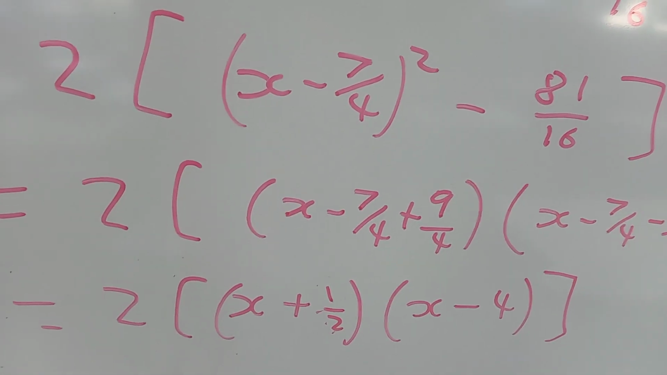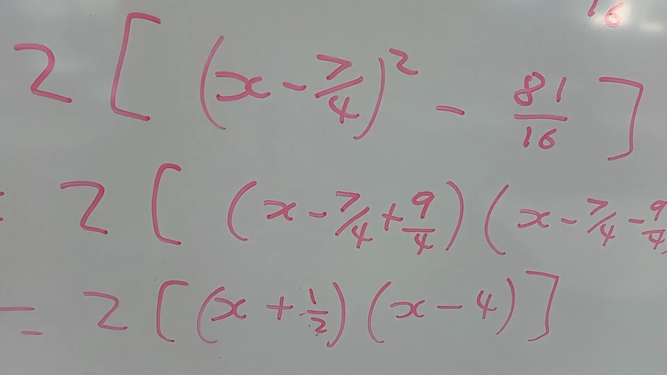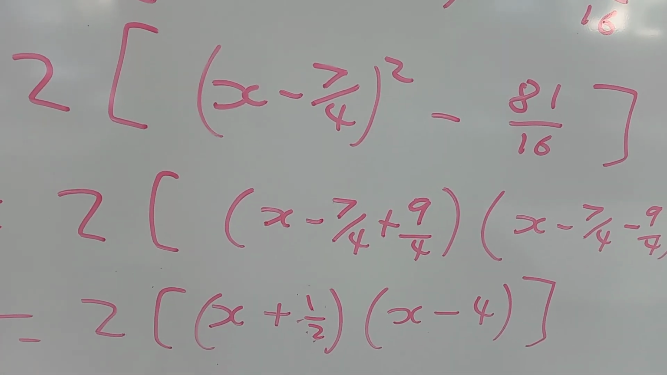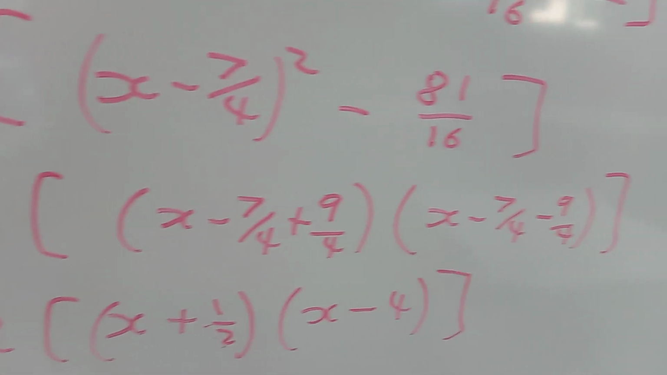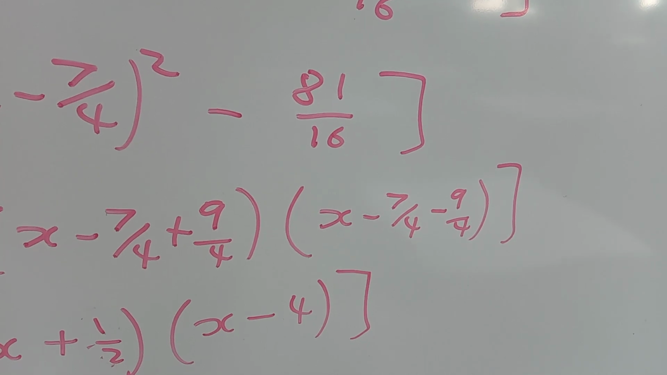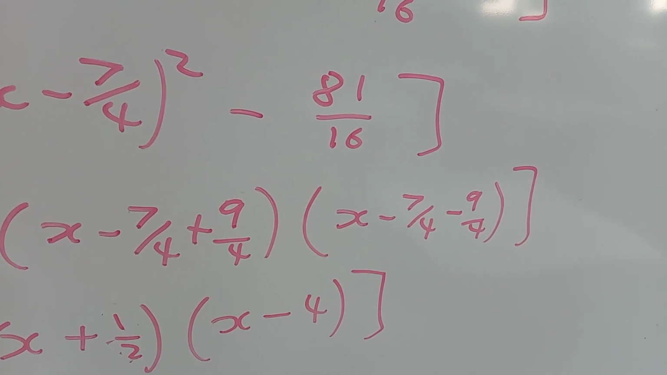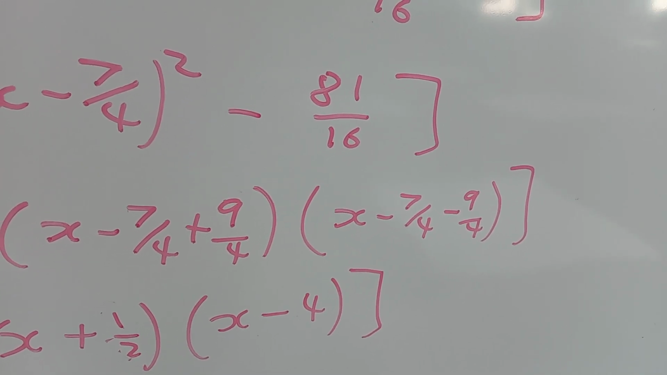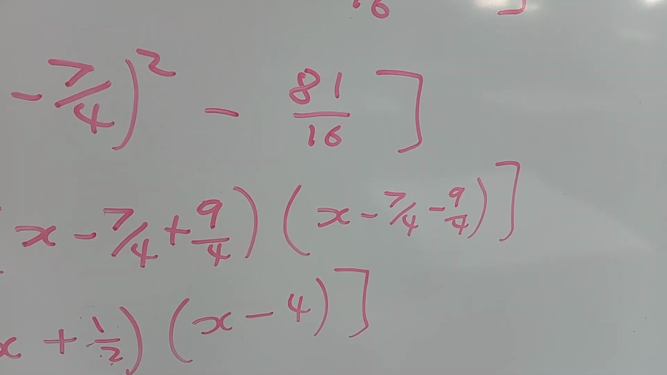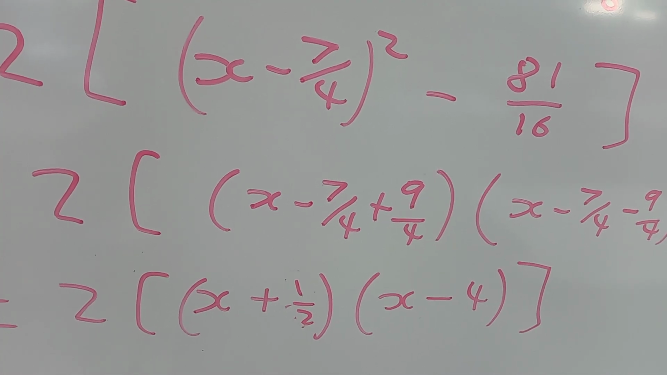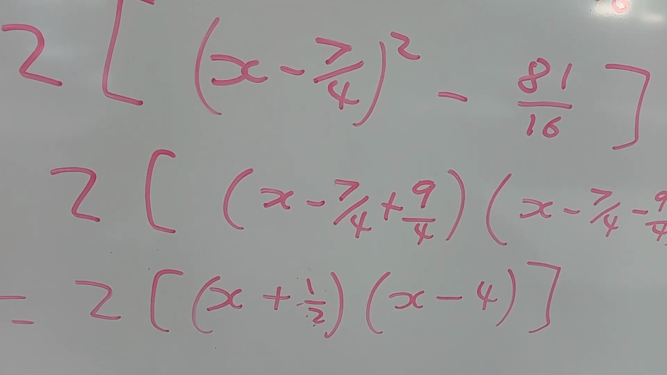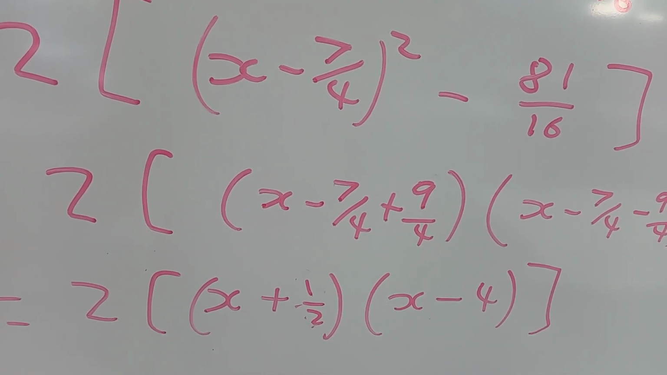And then we simplify. Negative 7 over 4 plus 9 over 4 is 2 over 4, which is a half. Then we have negative 7 over 4 minus 9 over 4, which is negative 16 over 4. Negative 16 divided by 4 is negative 4. So there I have completed my factorization using completing the square.